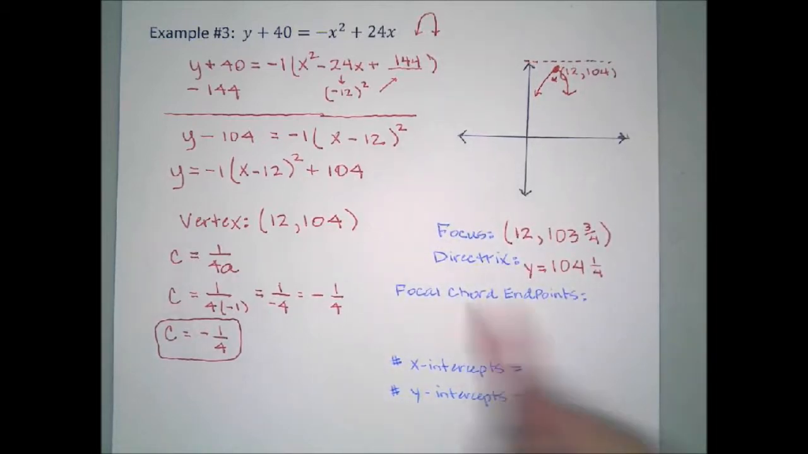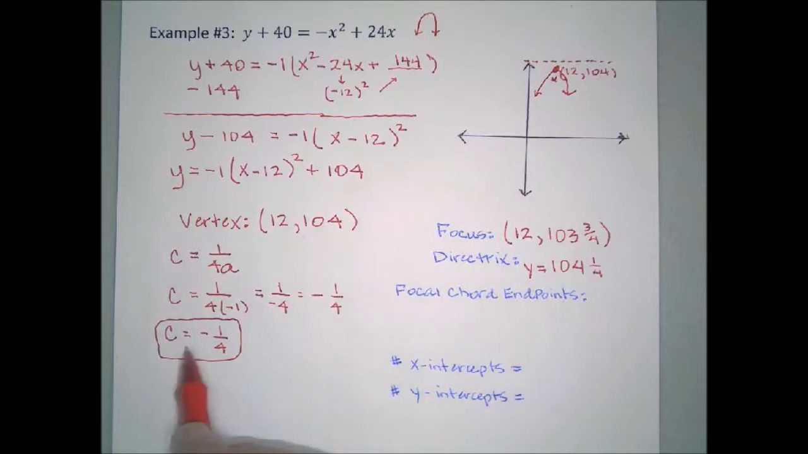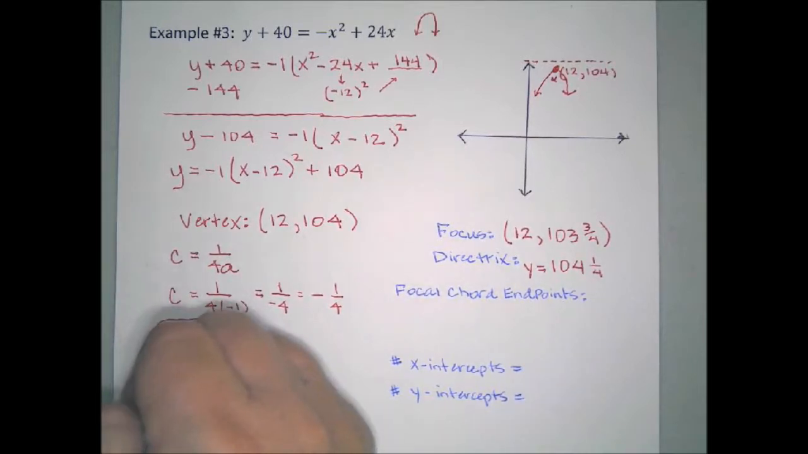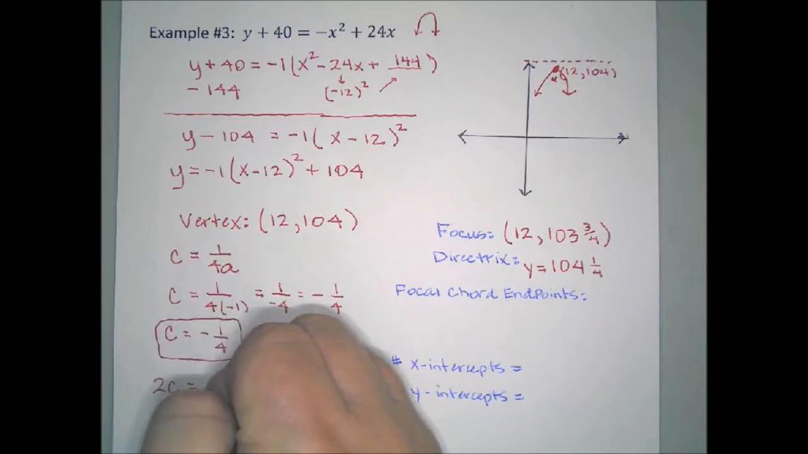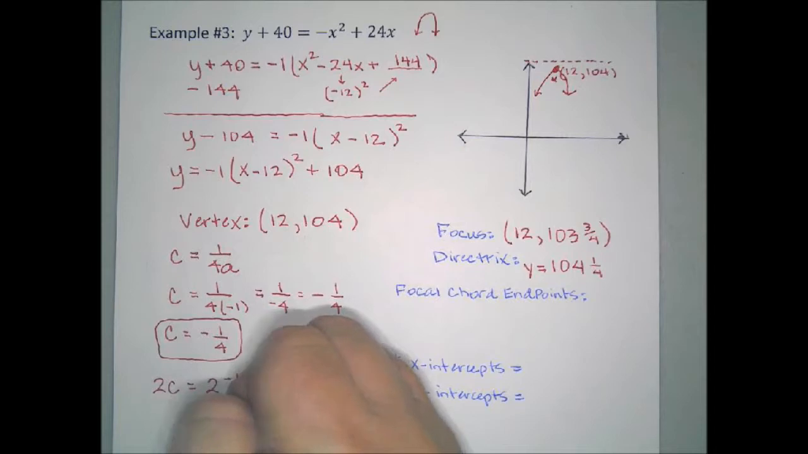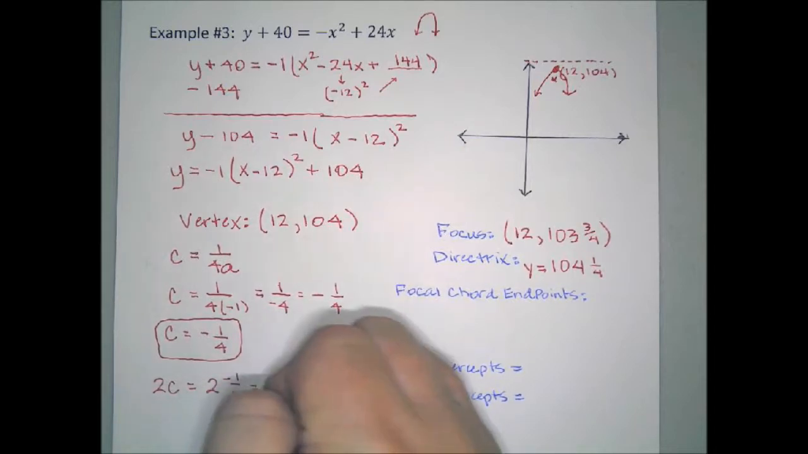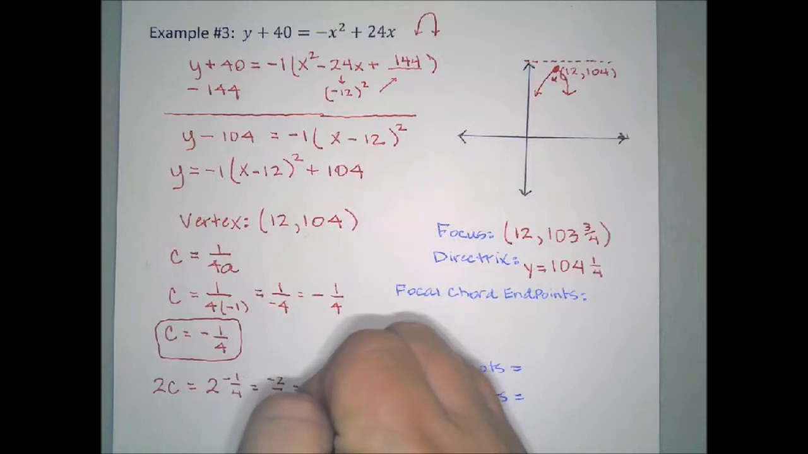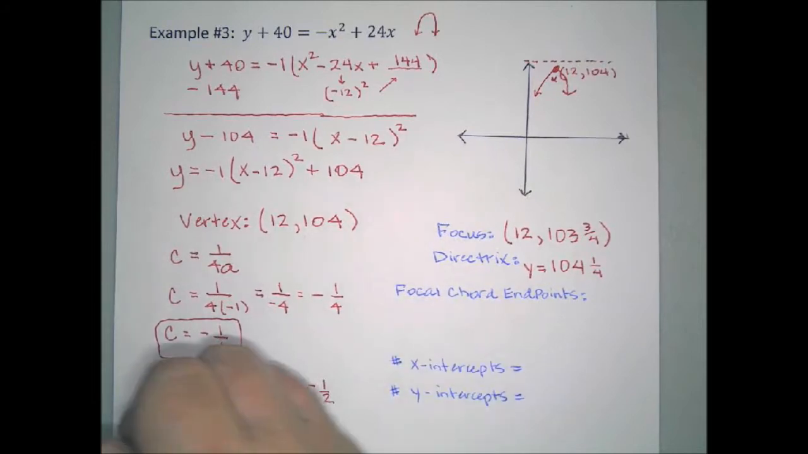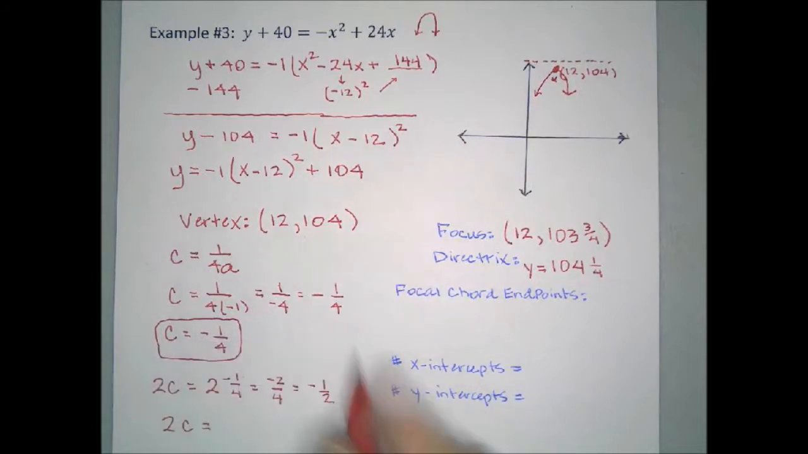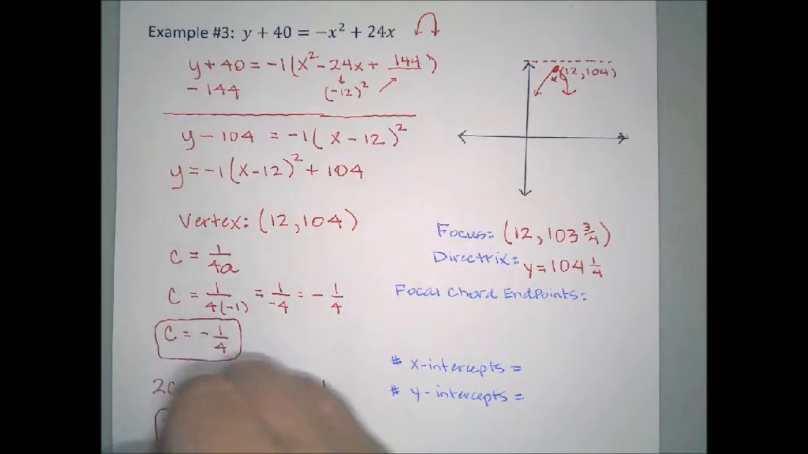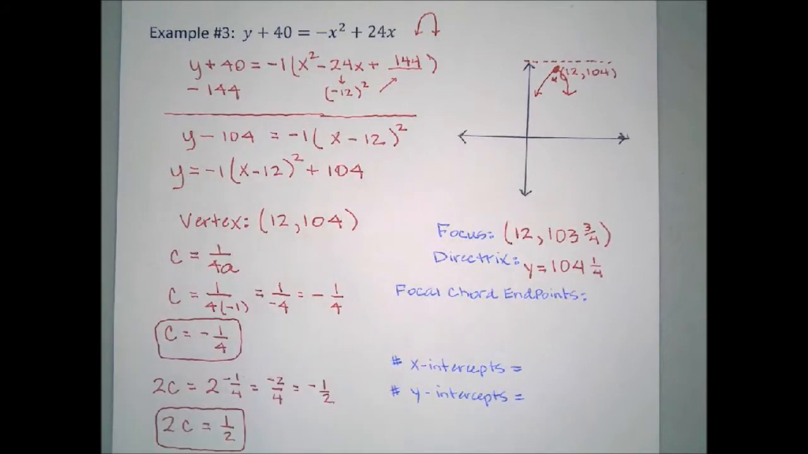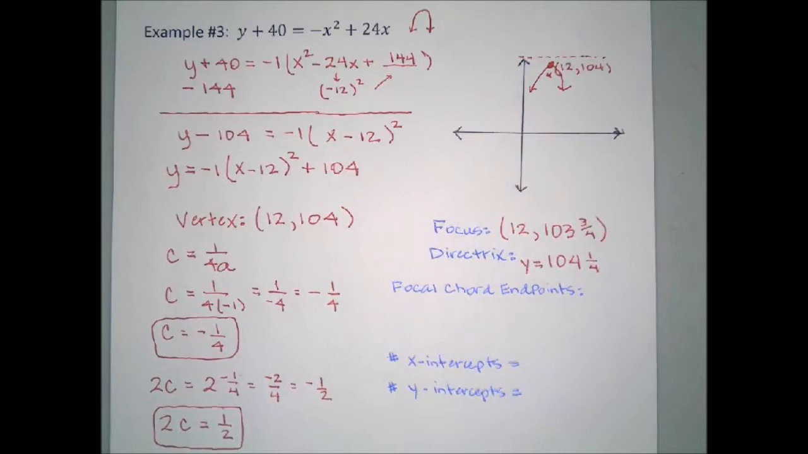Now, the focal chord endpoints, well, they depend on 2c. Well, if c is negative 1/4, then 2 times negative 1/4. 2 times negative 1 is negative 2, so negative 2/4, which is negative 1/2. So 2c would equal, I'm going to drop the negative because all that is, it's a distance. Distances are never negative. So 2c equals 1/2.